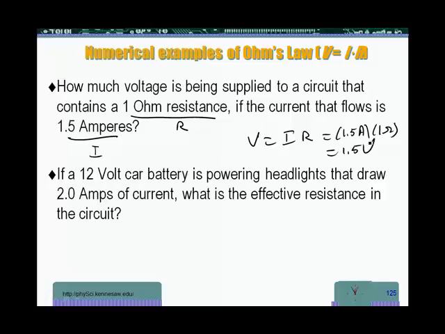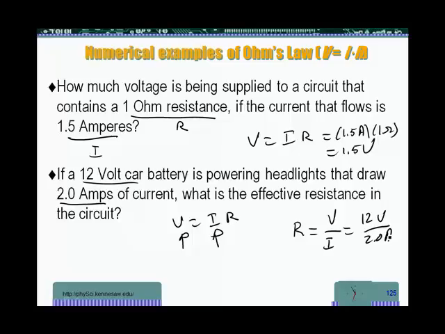Then we have this other example: a 12-volt battery is powering headlights that draw 2 amps of current. What is the effective resistance in the circuit? So in this case, the relationship is again V is equal to IR, but we know V and we know I, and we are asked to solve for R. So R is equal, I divide both sides by I, so it's V over I. In this case, that's going to be 12 volts over 2 amps. So 12 over 2, that's going to be 6 ohms.